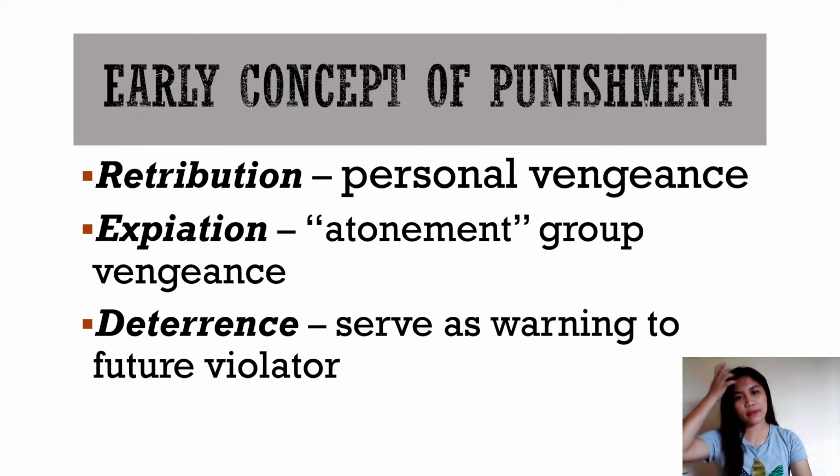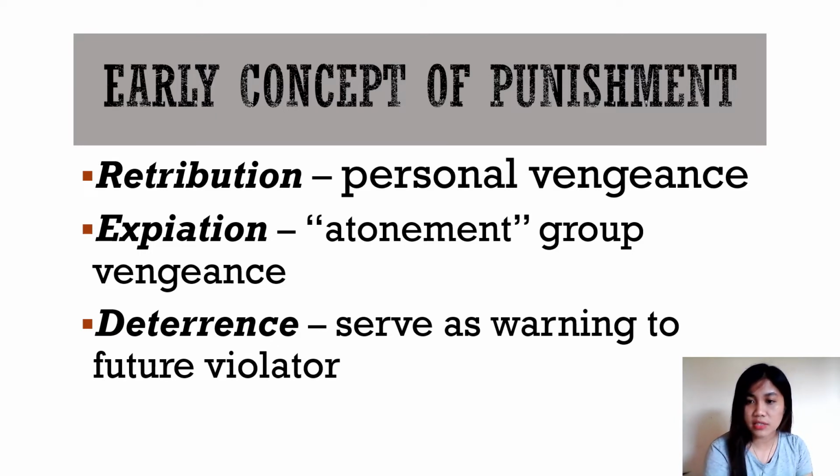And then we have the 5 early concepts of punishment. First, we have retribution, personal vengeance, or personal revenge. We have expiation, atonement or group vengeance, or repayment for the crime committed. Repayment for the crime.